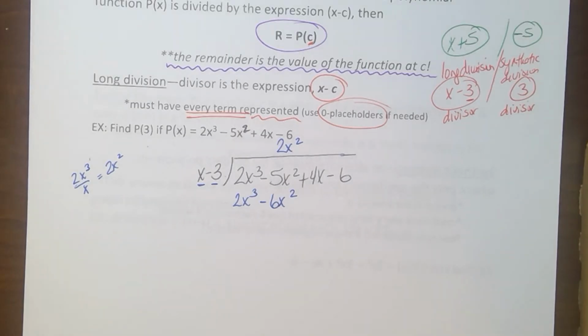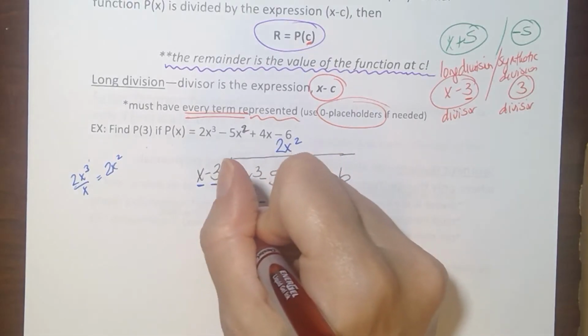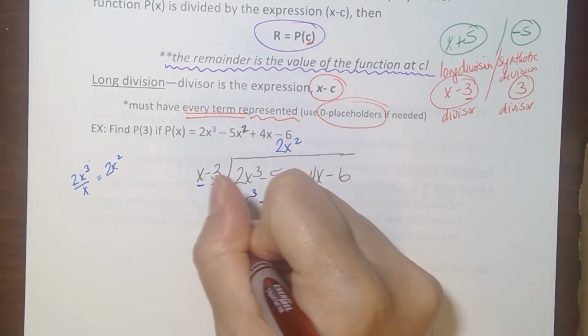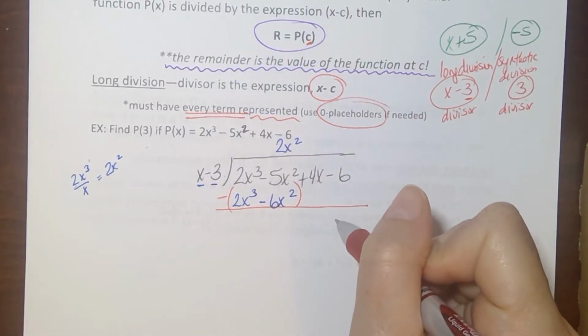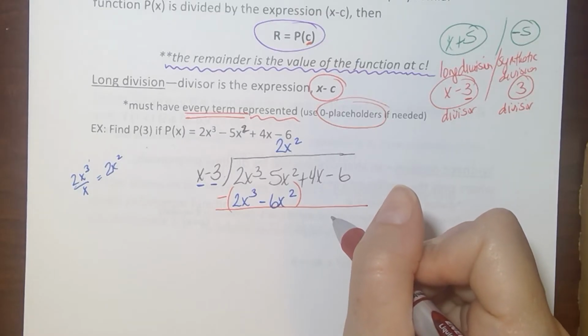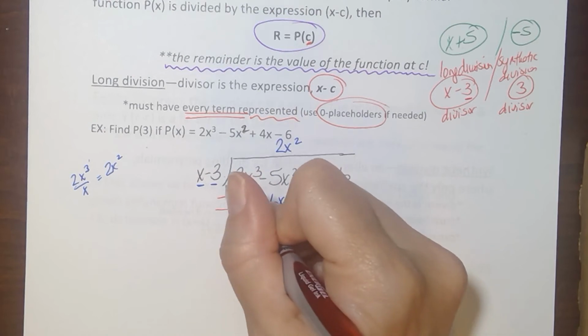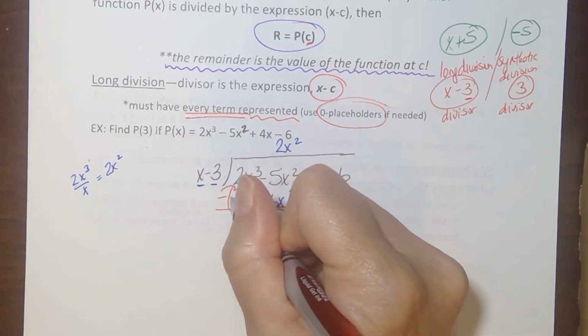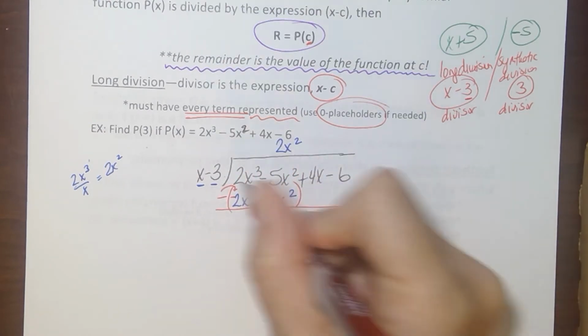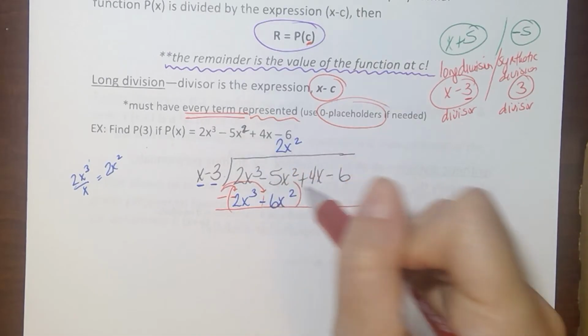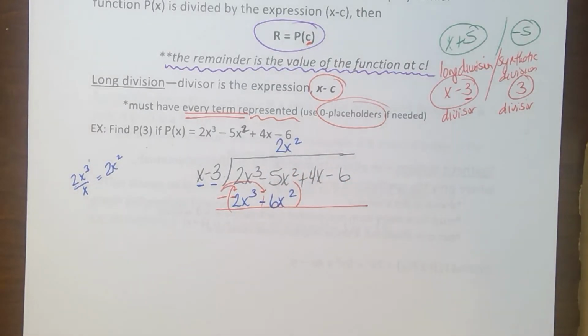Now think about your long division. After you multiply, you subtract. When I subtract, I have 2 terms to subtract, so I need to think about subtracting both of those. That means it changes the sign on both of those terms. So if I think about distributing this negative inside, this becomes a negative 2x cubed. This becomes a positive 6x squared.